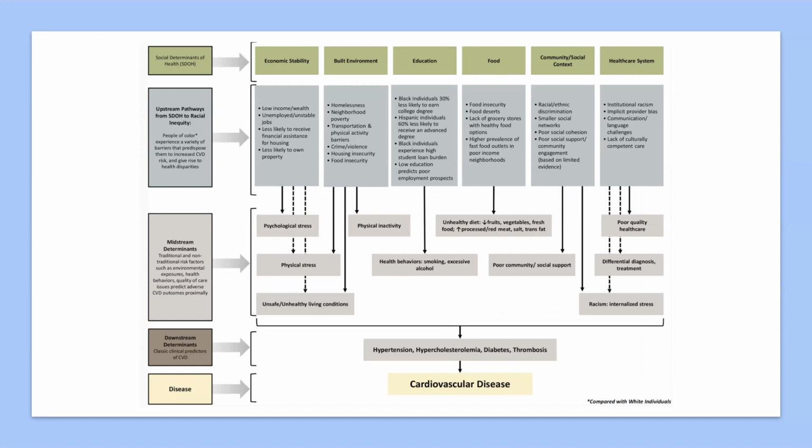Race can be implicated in these kinds of disparities through many different pathways that have absolutely nothing to do with genetics or biology, but rather things like economic stability, education, access to food, the healthcare system itself. And if we go further down this particular chart, you have various forms of social stress that research has shown is correlated, associated very significantly with things like hypertension, diabetes, thrombosis, et cetera.